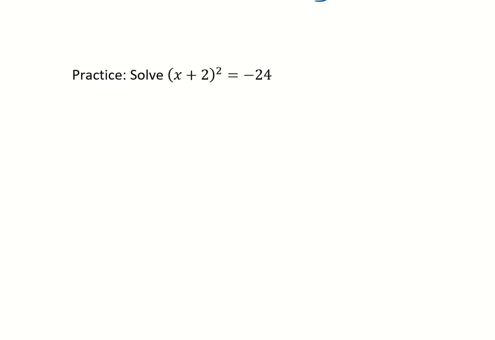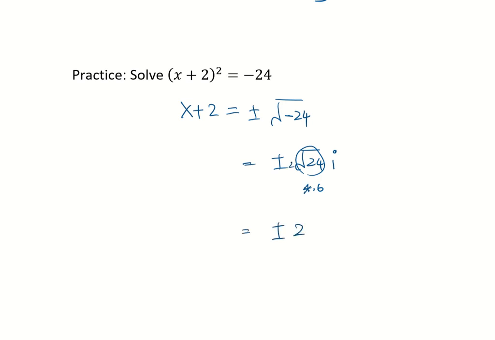Okay, so here we're going to use the square root property. So x plus 2 equals plus or minus the square root of negative 24, where the square root of negative 24 is the square root of 24i, right? And 24 is 4 times 6, where this 4 can come out as 2. So it becomes plus or minus 2 square root of 6i.